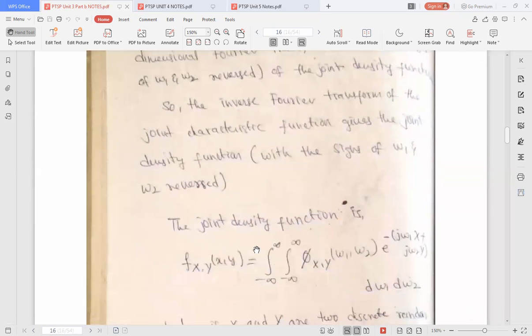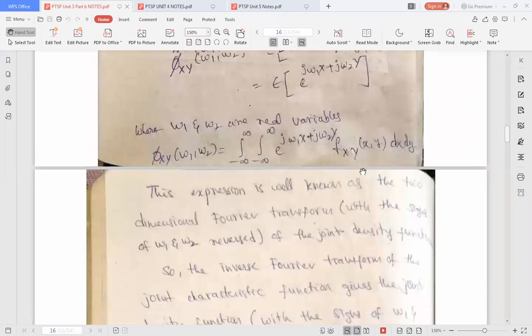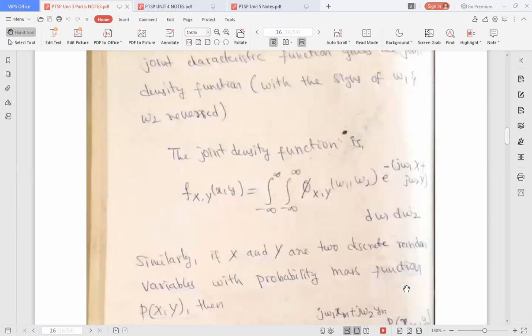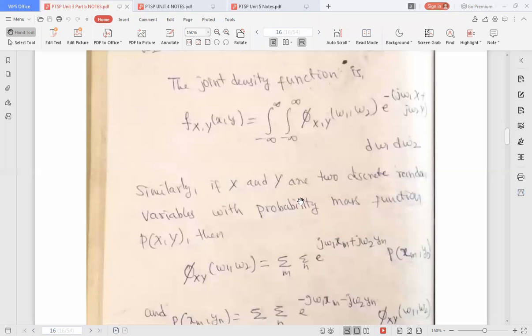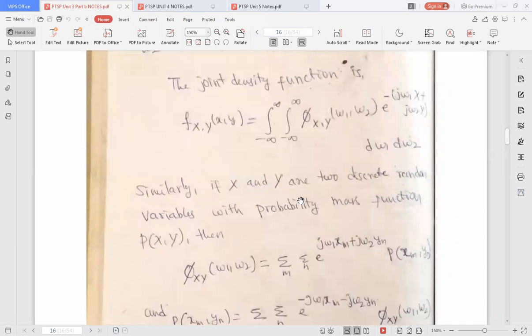Okay. Then what do we do here? We use inverse Fourier transform to find the probability density function, that is f xy of x comma y. So f xy of x comma y is given as integral minus infinity to plus infinity, integral minus infinity to plus infinity, phi xy of omega 1 omega 2 e power minus j omega 1 x plus j omega 2 y d omega 1 d omega 2. Okay. So using this inverse Fourier transform, we'll be finding the joint density function. So from this relation we know that the joint density function and the characteristic function form Fourier transform pairs.